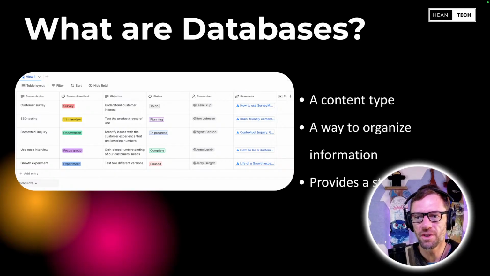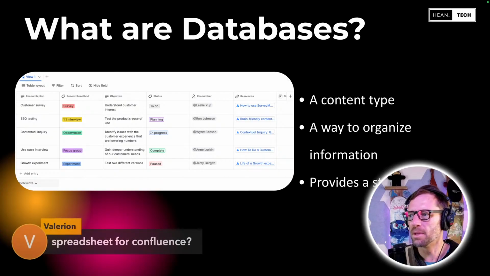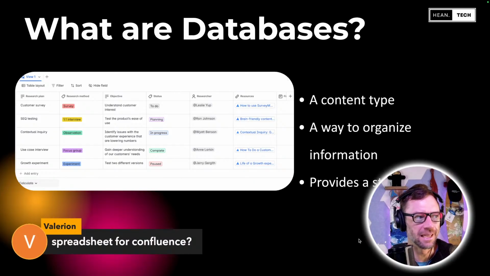Valerian, a spreadsheet for Confluence, kind of. That's one way to think of it. Oddly, I've noticed that Google Sheets is starting to add features to make it look more like a Confluence database, or maybe vice versa. So concepts that you apply to a spreadsheet can help you in a database, but there's limitations.